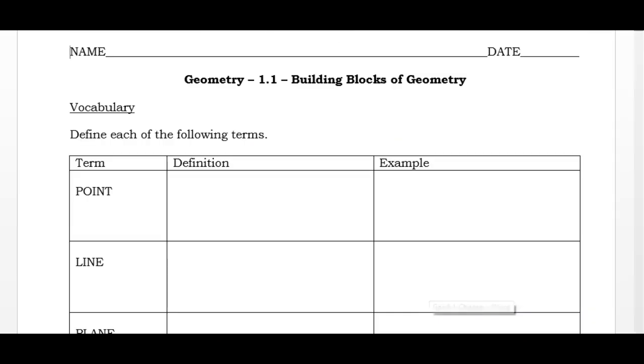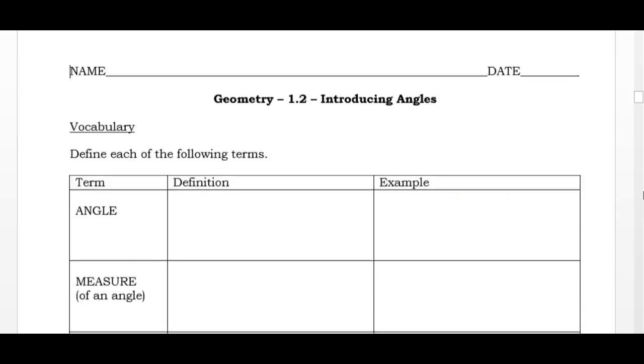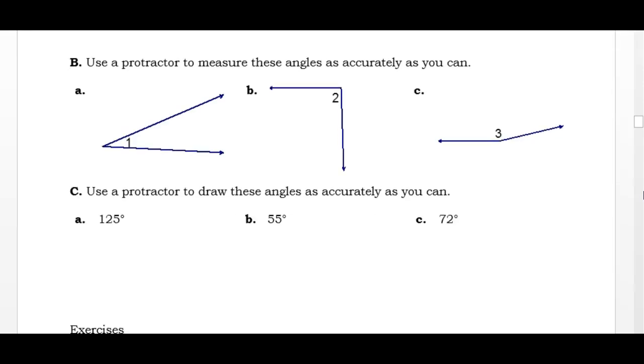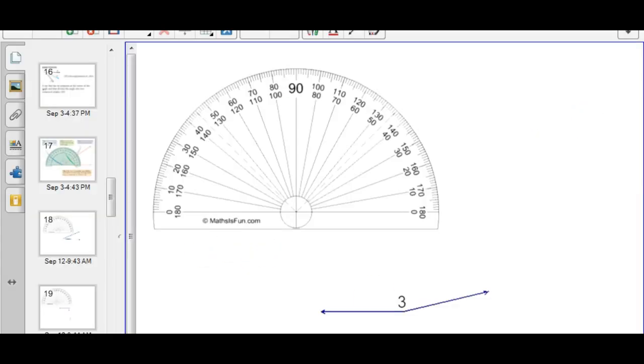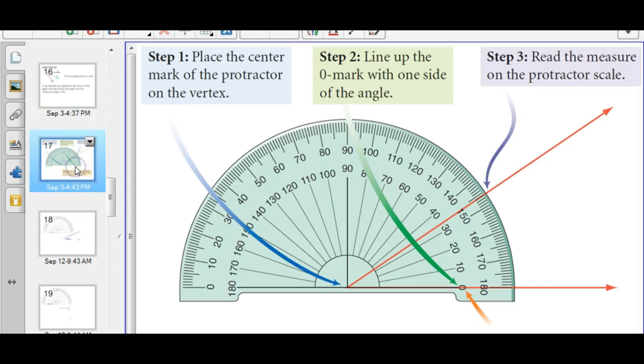Okay, now we're going to practice drawing some angles. So use the protractor to measure these angles as accurately as you can, and then after we'll draw. So I have that on one of these. How to use a protractor. So the first thing you need to do is take the hole at the center of your protractor, and you would line that up with the vertex of the angle. Then you would line up one of the sides of the angle with the 0 mark, and that could be on the left or the right.